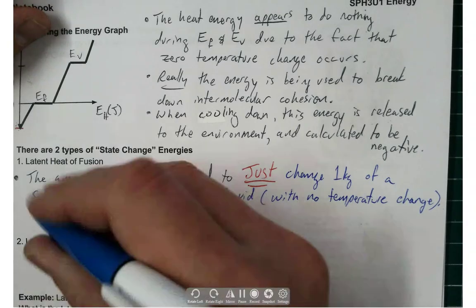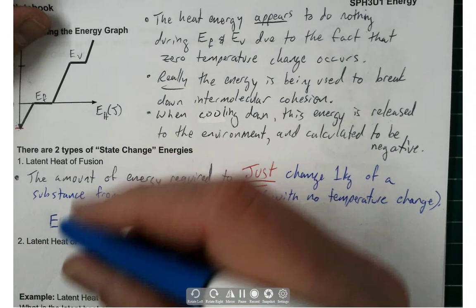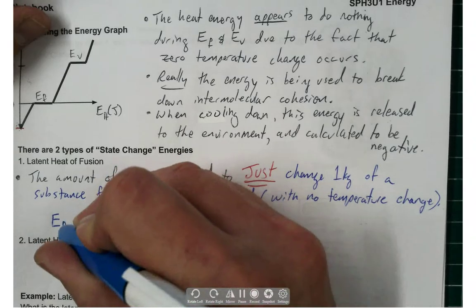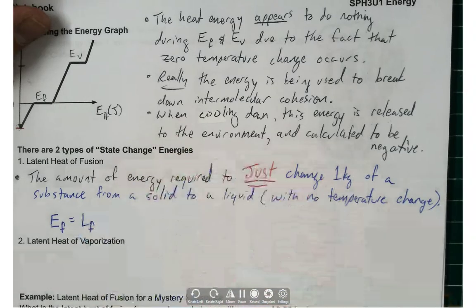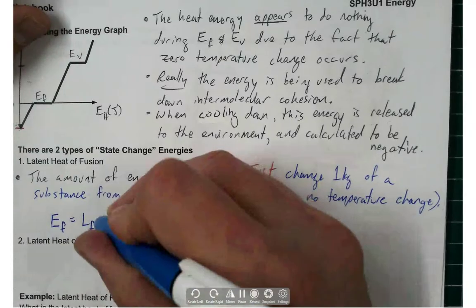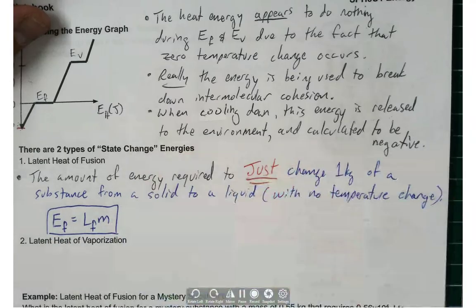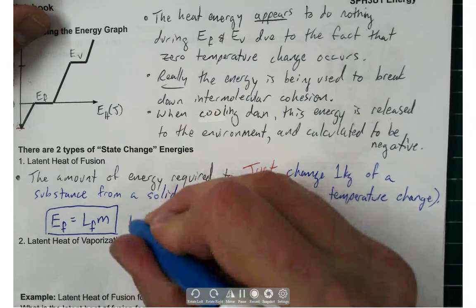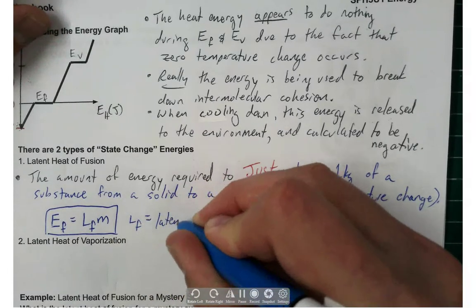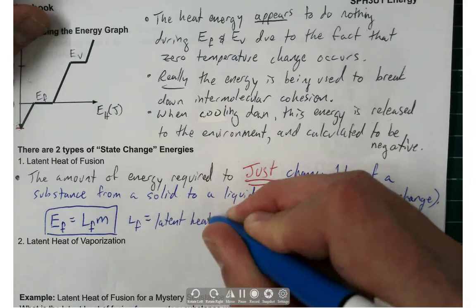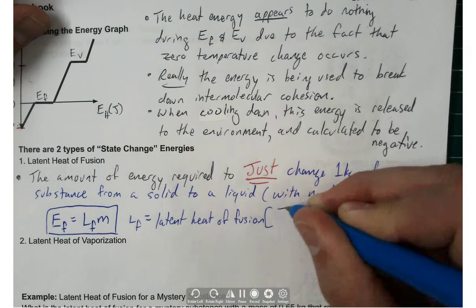Now I'm just going to give this equation to you as a freebie. We're saying that this fusion energy is equal to a new coefficient, LF. This is the latent heat of fusion times the mass of the object or the material that's being liquefied. So I'll just throw this out there that LF is the latent heat of fusion. And it has units of joules per kilogram.